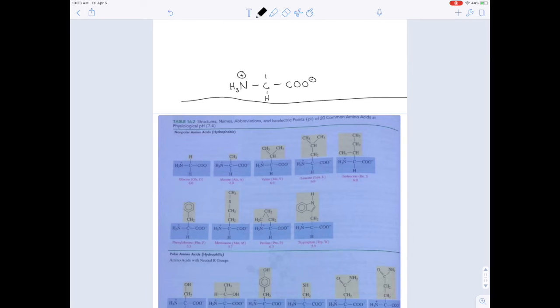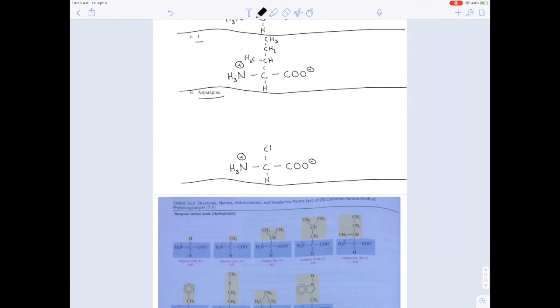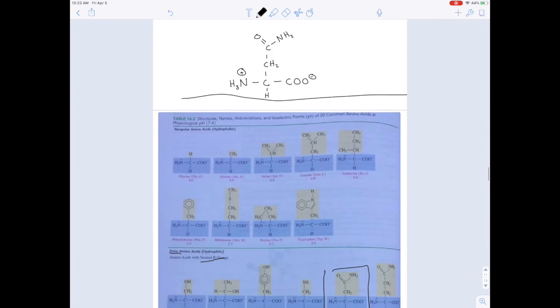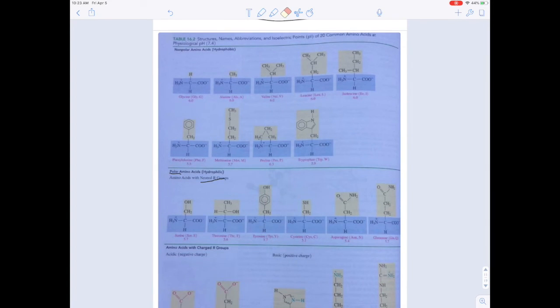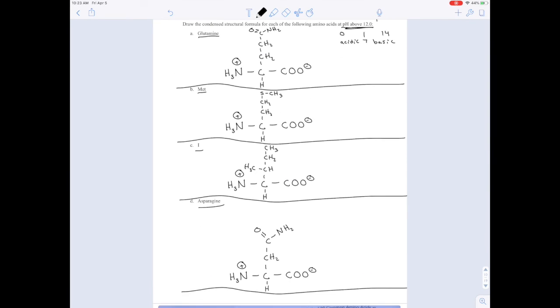Last but not least, asparagine. Asparagine is it's sort of in the middle right here. It's a polar, and so hydrophilic amino acid with a neutral R group, CH2 followed by that amide. So you have the CH2 followed by the carbon double bonded to oxygen, single bonded to an amine. And that's an amide functional group. And that is asparagine. Great. So these are our amino acids, but these are the amino acids directly from the table at the pI.